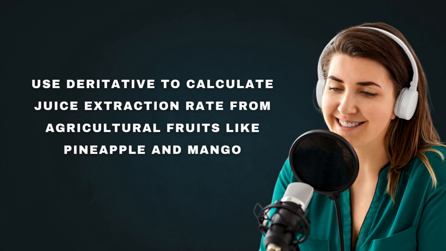And what's really interesting in these sources is how they link these, let's be honest, sometimes abstract math ideas to a very hands-on process. So our mission really is to understand how calculus helps figure out the rate that juice gets extracted from fruits, agricultural fruits. And the source is really honed in on two specific ones, pineapple and mango.